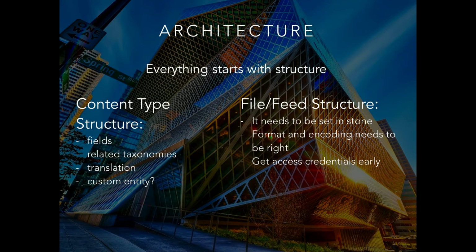So first is very easy, it's content types and their structure. So think about fields. Think about whether the fields are required or multi-value. Do you have to write any special field formatters to hold the information, or do you have to have any special modules like paragraphs or field collections? Do you have to do related taxonomies? Is your site multilingual? Make sure that the information you're getting is good for translation and the fields are translatable. And at the end, if none of this matches, maybe you should write a custom entity.